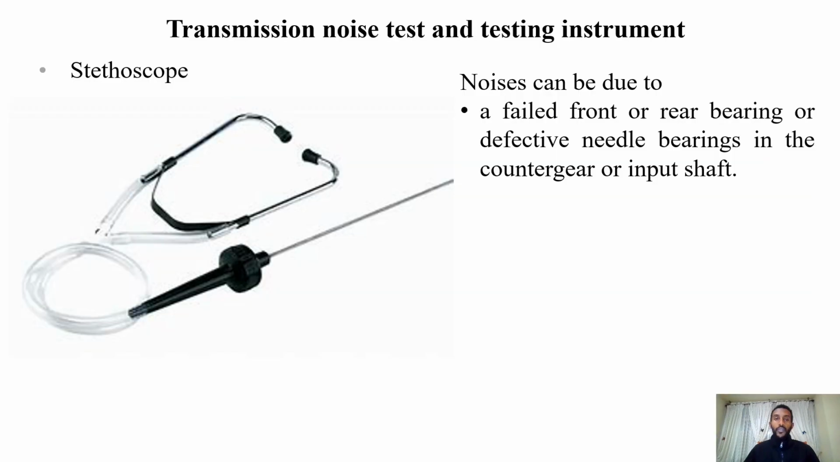In this part, what we are checking is the transmission noise test with some testing instrument. Mostly we use this stethoscope in different applications, especially in the vehicle. To hear or magnify some noise, we use this stethoscope. We simply put it in our ear and place it on the suspected parts, and we can hear exactly where the sound is coming from.